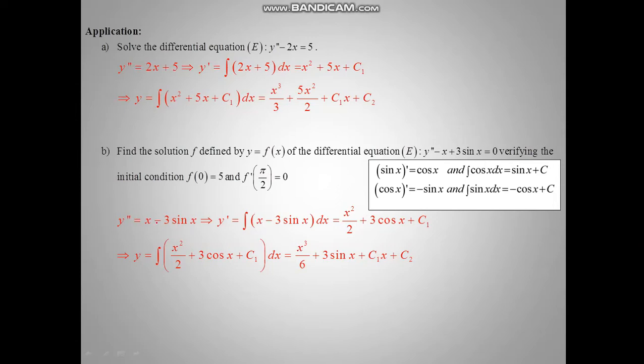Y prime is the integral of this one. Integral of x is x squared over 2. Integral of minus 3 sine x: integral of sine x is minus cosine x, and we have minus, so we get plus 3 cosine x plus c1.